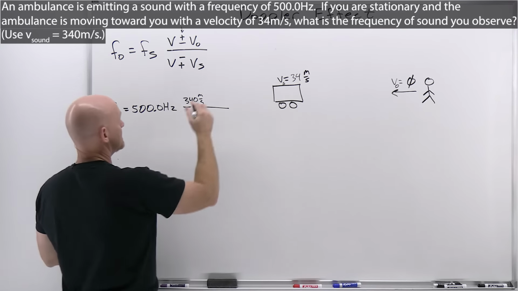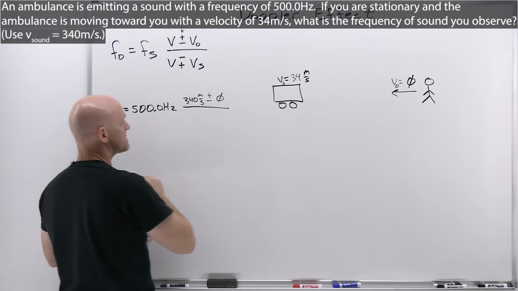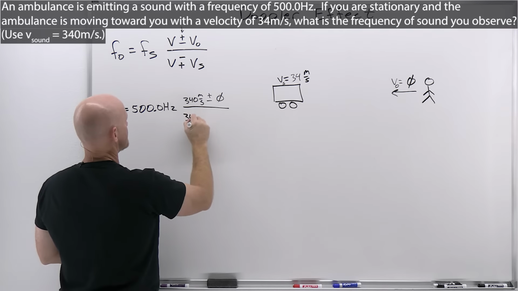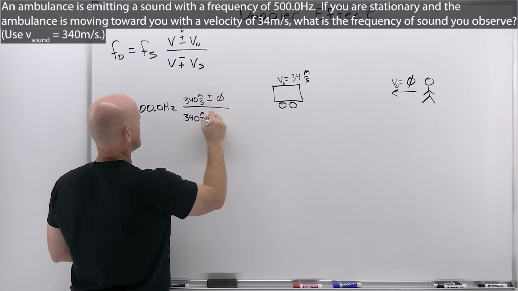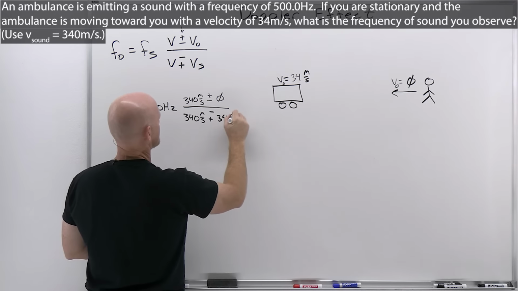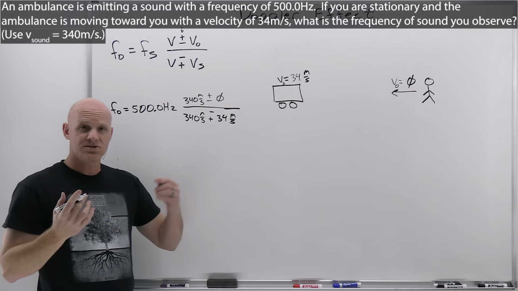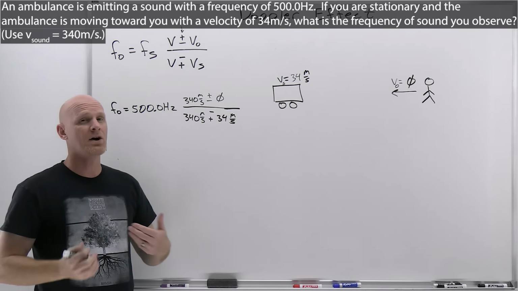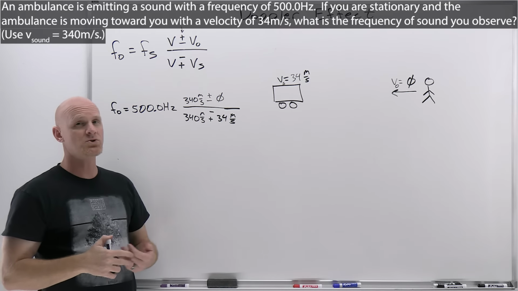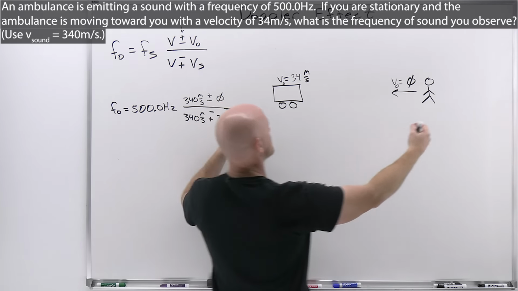So now it's going to be plus or minus 0. The observer is no longer moving. But on the denominator, it's going to be 340 meters per second minus or plus that 34 meters per second. And again, we should realize, is the frequency that's observed going to be higher or lower than the actual emitted frequency of the source?